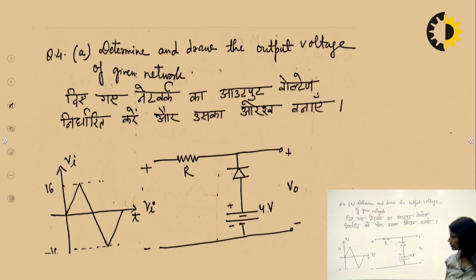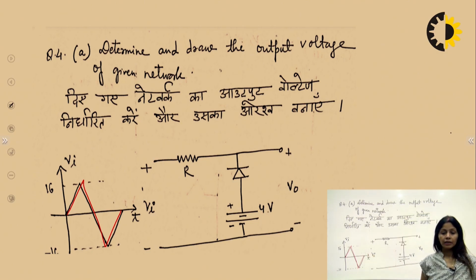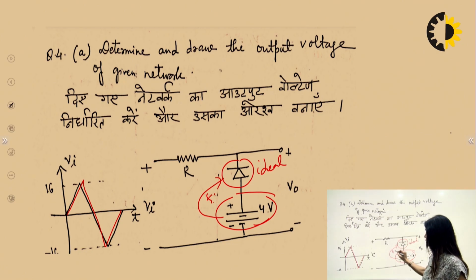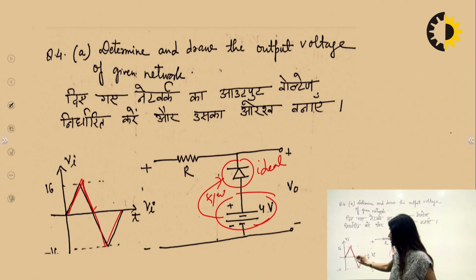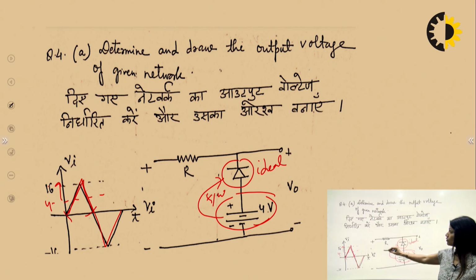And here we are given a triangular waveform, you can see. The peak voltage is 16 volts. And now this diode is ideal. This is a 4 volt voltage. This 4 volt is making it forward bias, right? And when this particular waveform is positive, between 4 and 16 volts, this diode is getting reversed by this particular waveform.